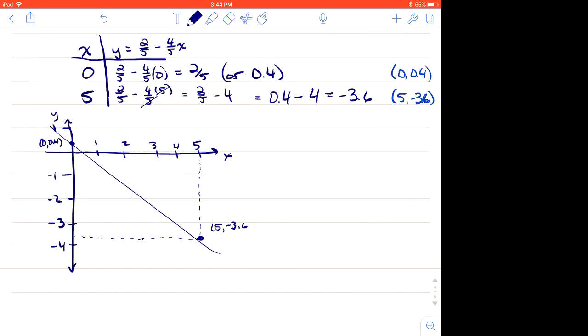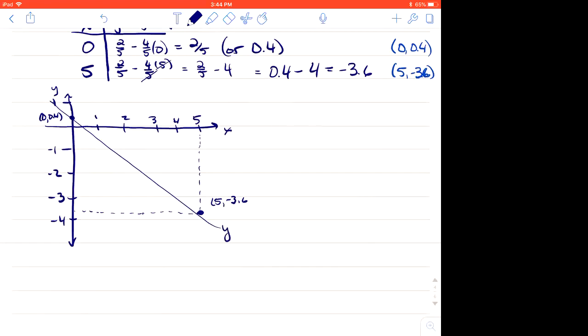Even though it's pretty nasty looking, this is the line for y equals 2 over 5 minus 4 over 5x. Kind of nasty, but not too bad. Fractions kind of turn everyone off, myself included, but we can just work through them. Any questions about that one?